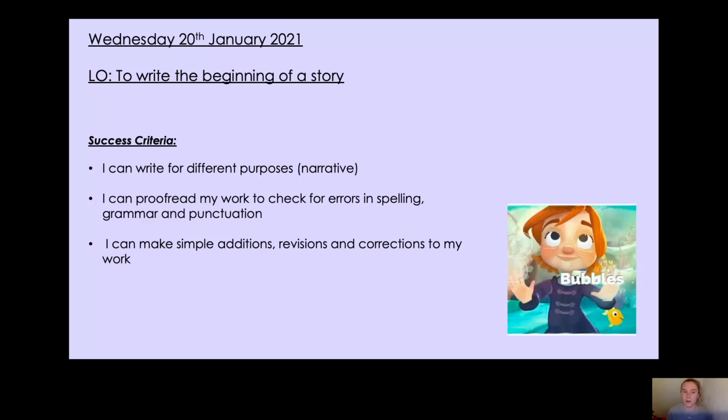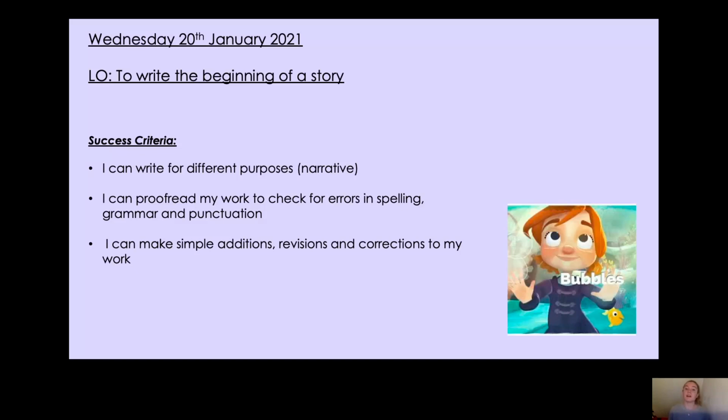The first few paragraphs. Now, after we've finished writing our paragraphs, we're also going to check through our work. So read it again, like we should always do, to check for capital letters, full stops, and to also check that our verbs are in the correct tense. Because remember, when we write a story, our verbs have to be in the past tense.